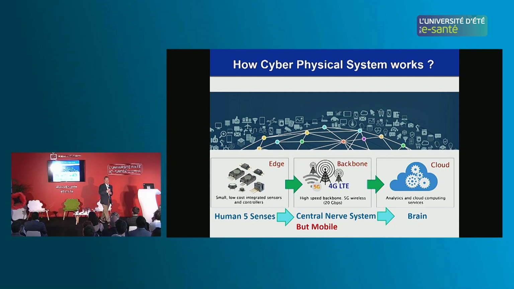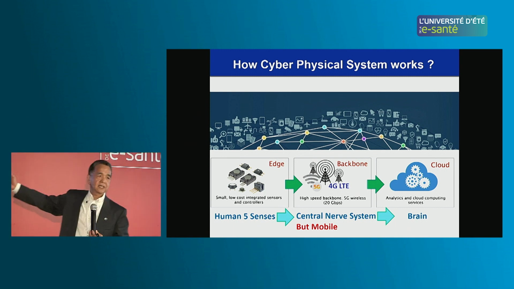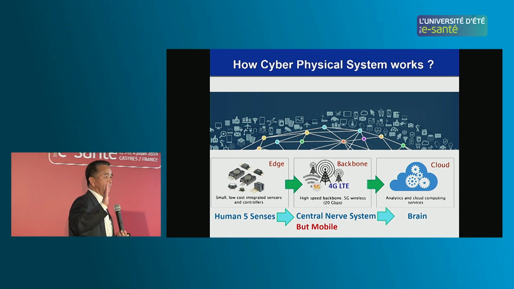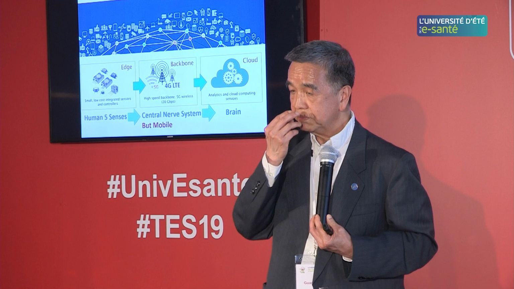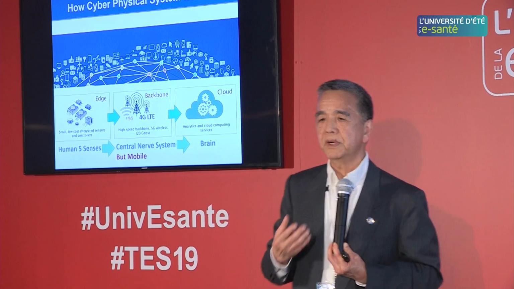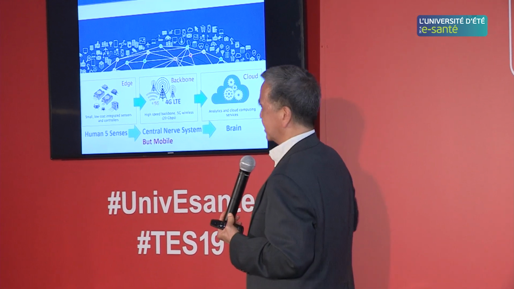So to make an analogy between this cyber-physical system and human activity, the edge can be considered as a human with 5 senses: how we see, we hear, we can taste and smell and touch, and with common sense. So how we use those 5 senses to promote the activity is by sending the signal.